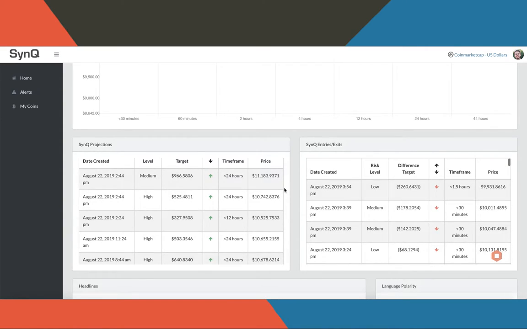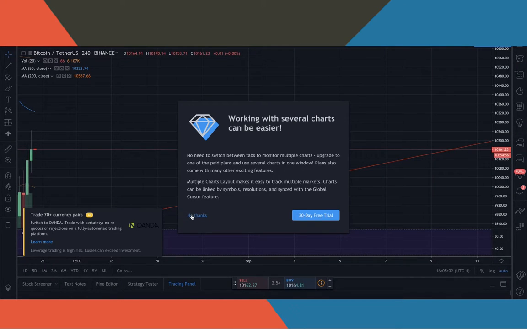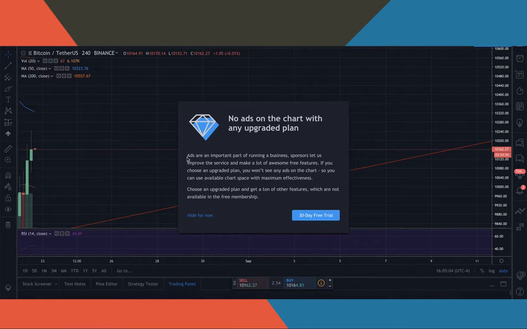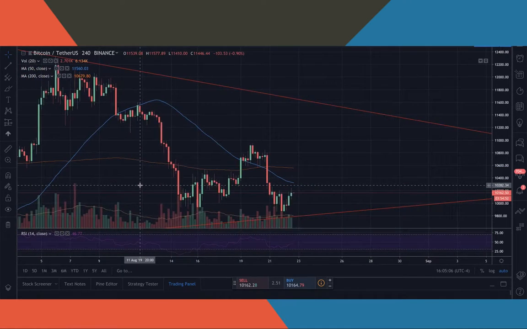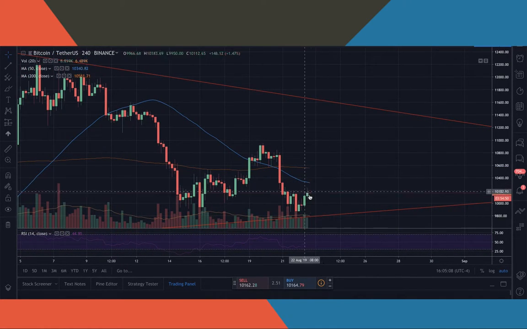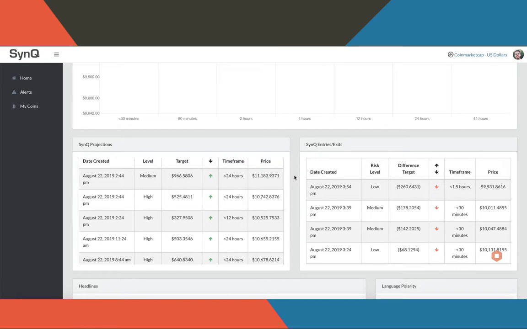So these are what you're going to use to find your entry level if you are looking for a long-term target. So we see at 3:54 p.m. Bitcoin's projected to go down to 9.9, and if we actually just go ahead and check the chart out, you can see that Bitcoin is in a bit of a, doesn't really know what it wants to do level.